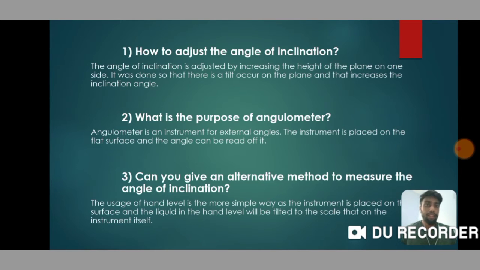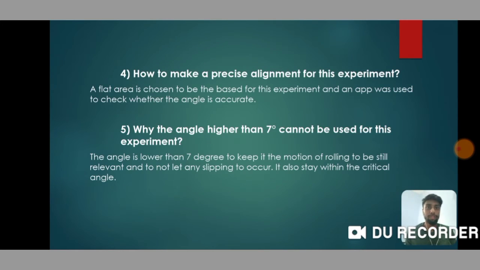Number 3, can you give an alternative method to measure the angle of inclination? The usage of a hand level is simple as it is placed on the surface and the liquid will indicate whether the surface is tilted. Proceed to number 4, how to make this precise alignment for this experiment. We choose a flat surface so that we can use an app on the phone to check whether the surface is flat or not.